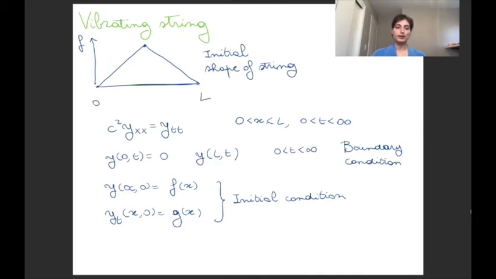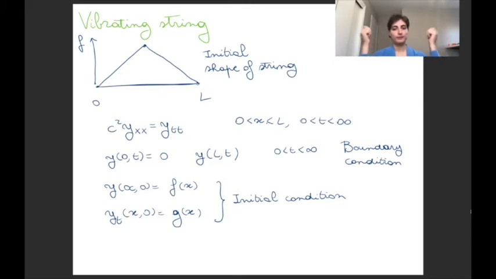So we have that the second derivative with respect to time of y, being the shape of the string at time t and position x, is equal to c squared times the second derivative of y with respect to x. We're solving for x between 0 and capital L and any t positive.